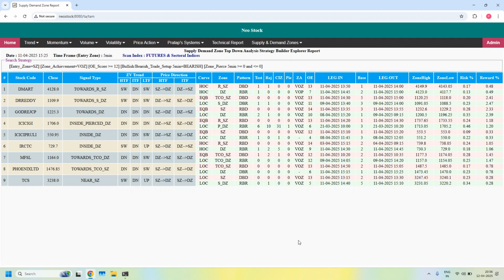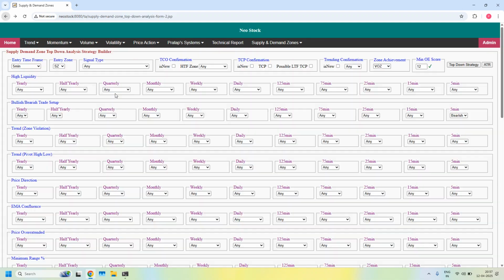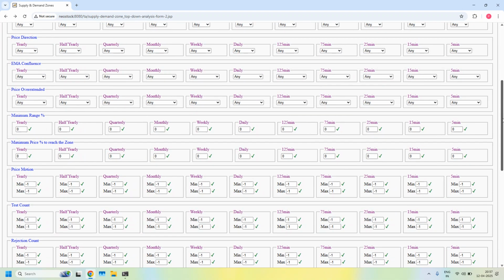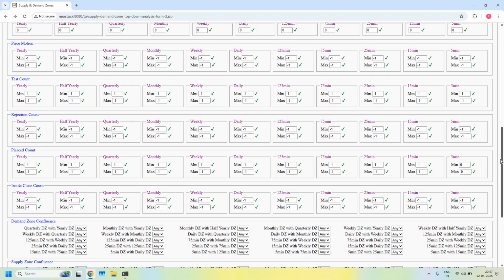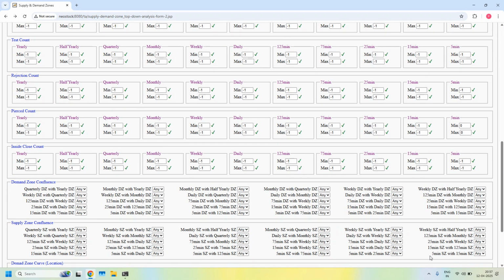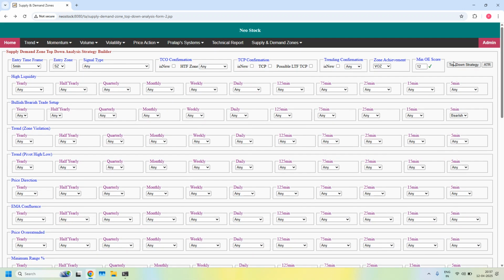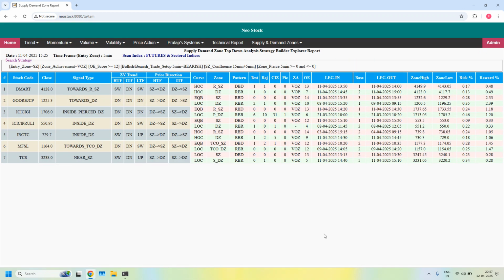Out of these 9, how many are having supply zone confluence we have to filter. Out of these 9, first one is a 5 minute supply zone with 15 minute supply zone confluence. This is the one. We got 7 stocks. All these supply zones are overlapped with 75 minutes supply zone. EMA filter I am not applying because no stocks are filtered. So I am going back.